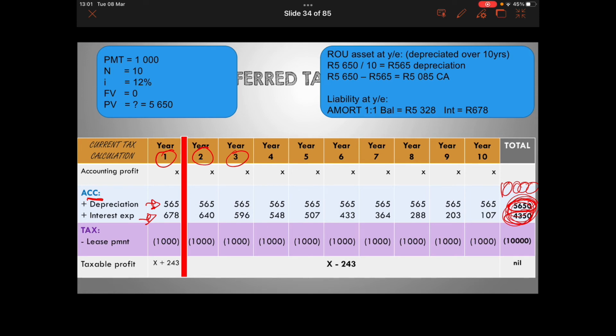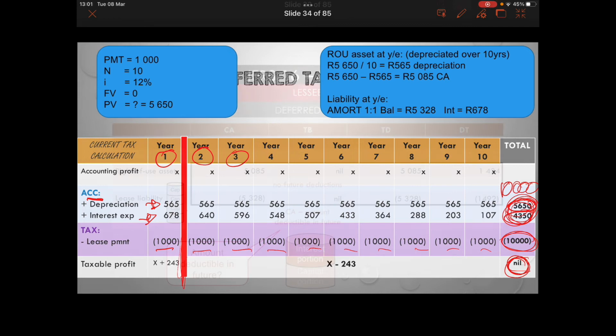Now what's happening for tax purposes? For tax purposes, we are deducting 10,000. We are just deducting it as in different timing. So we're deducting a straight amount of 1,000 Rand over the period. So that is why we end up, for tax purposes, also with a 10,000 deduction. So that's why we have deferred tax consequences after year one, because we've got a timing difference between tax and accounting. But over the 10 years, the effect is still nil.